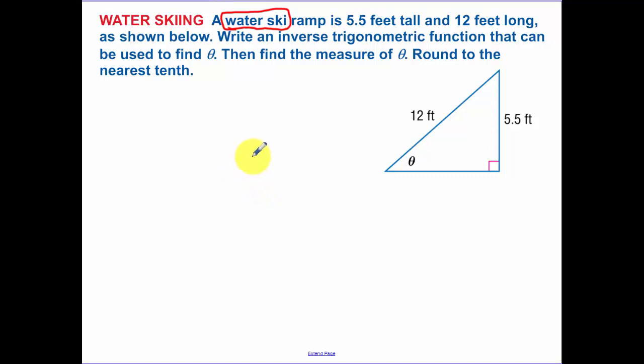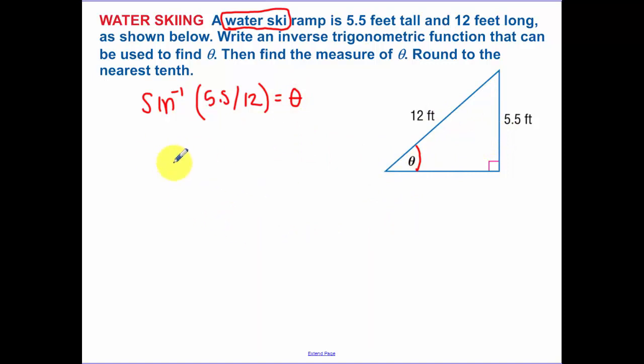All right, water ski ramp. 5.5 feet tall. 12 feet long. As shown below. Write an inverse trig function that can be used to find theta. So, okay, inverse trig function. I'm given opposite over hypotenuse. That's going to be sine. The inverse sine of 5.5 divided by 12 is going to equal theta, because we're given opposite over hypotenuse.